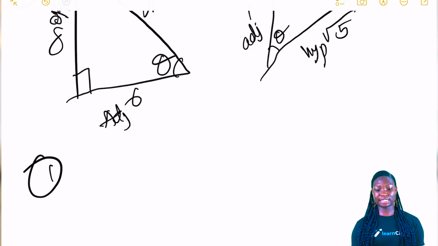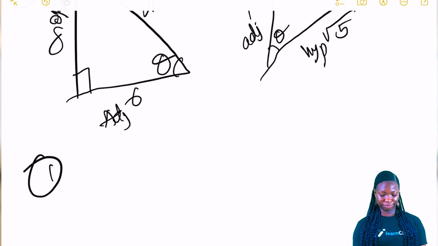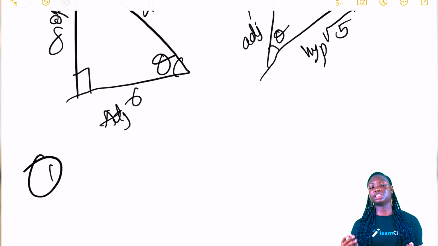For the first one, we first find the other side. So we have a square plus b square equals c square, which is the Pythagoras theorem.